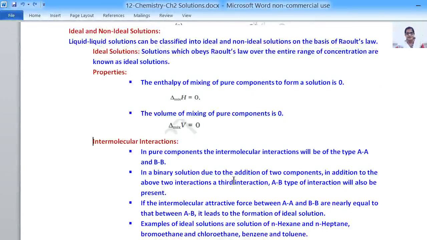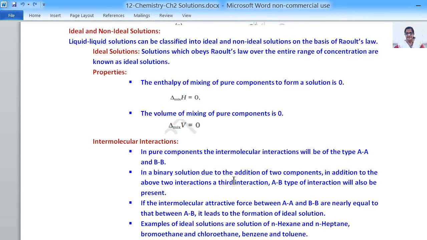Okay, now examples for ideal solution are a solution of normal heptane and normal hexane, that is n-hexane and n-heptane, that is one example. Second example is bromoethane and chloroethane. And the third example is benzene and toluene. So ideal solutions are very rare, but still we have some examples for ideal solutions. These are the three important examples for ideal solution. Okay.